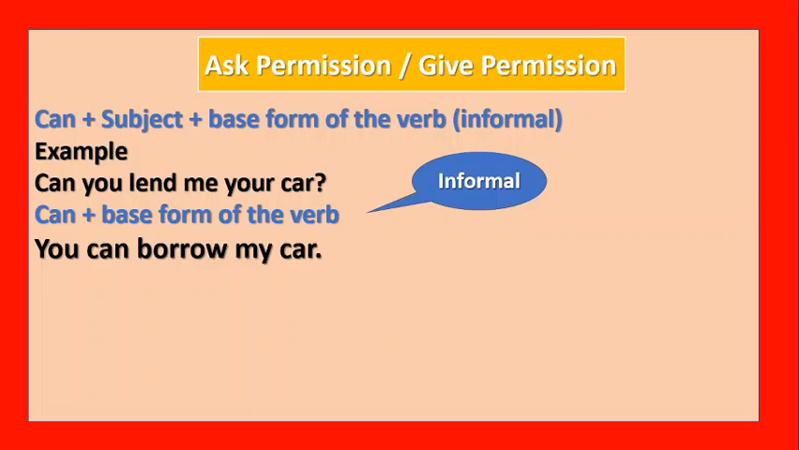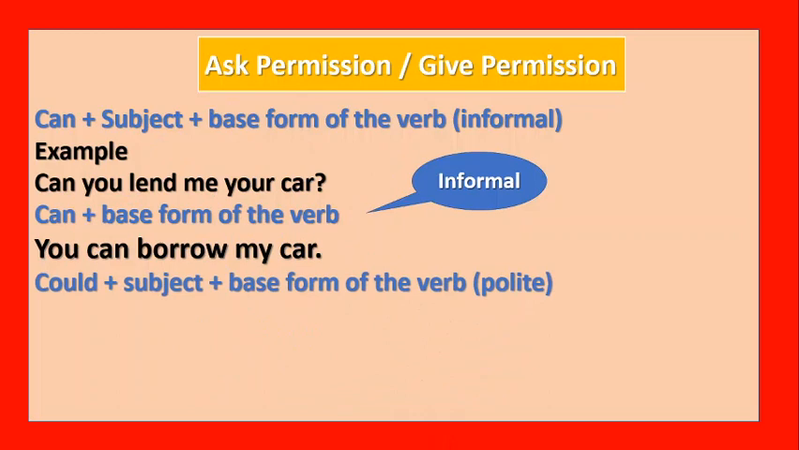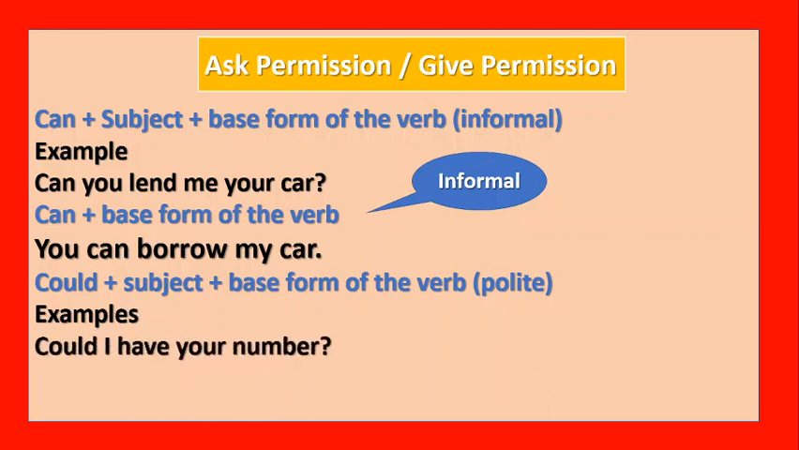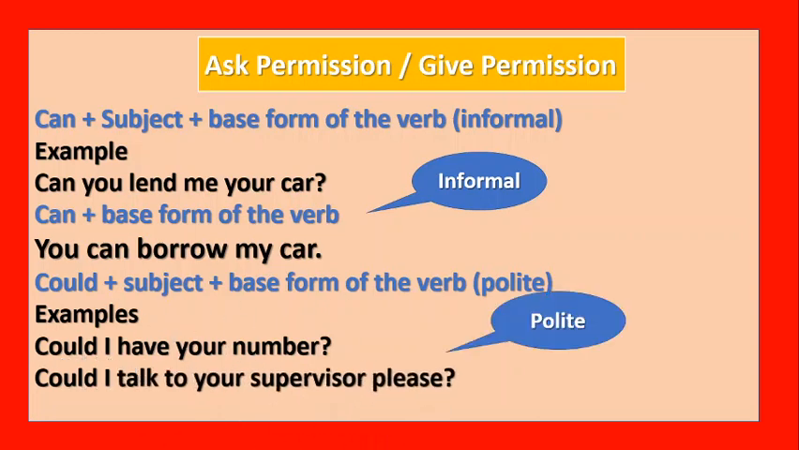Look at another one that will be more polite in the expression. Could plus subject plus base form of the verb. Do we get that? Look at an example. Could I have your number? You are asking for permission. Is it possible? Yes, but it's a polite form of a sentence that you are asking. Could I talk to your supervisor, please? You are being polite. You are talking to a superior in the office. They are official terms. That's why there are some write-ups that you embark on. You do not use informal expressions at all.